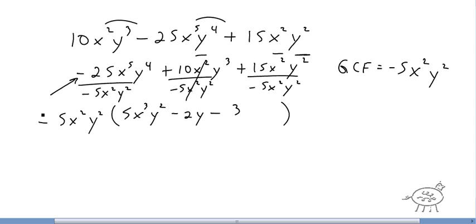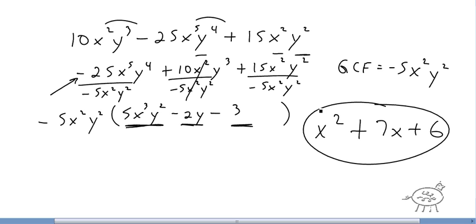Now, some of you guys might look at this and say, well, now let's see if I can factor this. You know, if I give you something that's pretty complicated like this, unless it looks something like x squared plus 7x plus 6, maybe something like that, you're not going to be able to factor that. You notice you got an x cubed y squared and just a y and just a number. Probably not going to be able to factor that. Okay? Unless, again, it looks something more like that. So that is your answer.